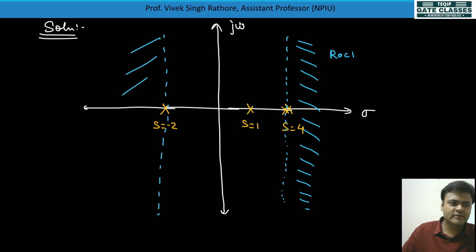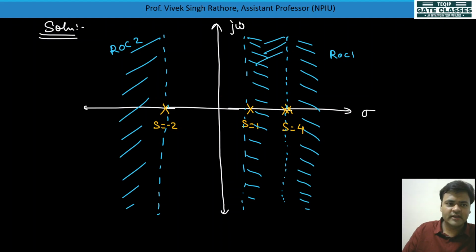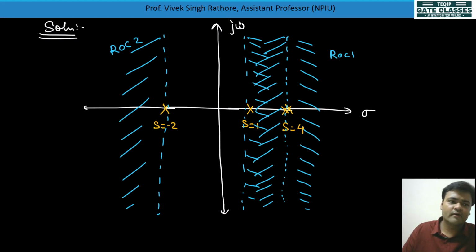So we'll take that this is the possible ROC. So ROC2 will be there. One possibility is that the signal is right sided, meaning for s equal to 1 the signal is right sided, and for s equal to 4 the signal is left sided. So like this can be formed, and this will be left sided only. So this value can be ROC3 also.